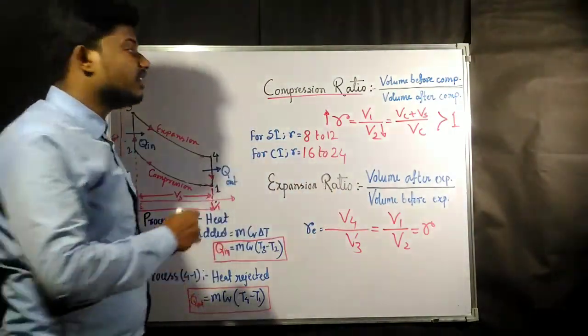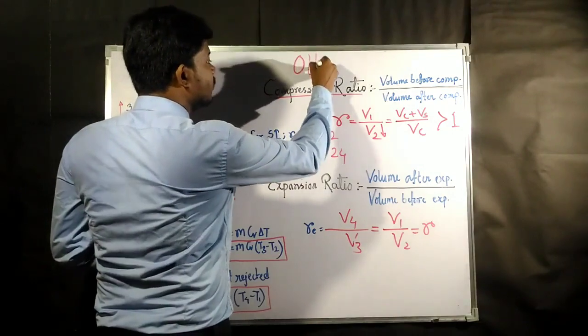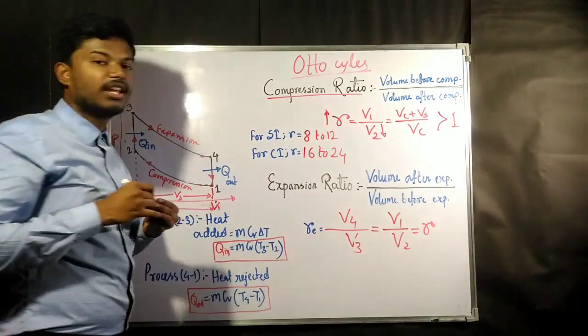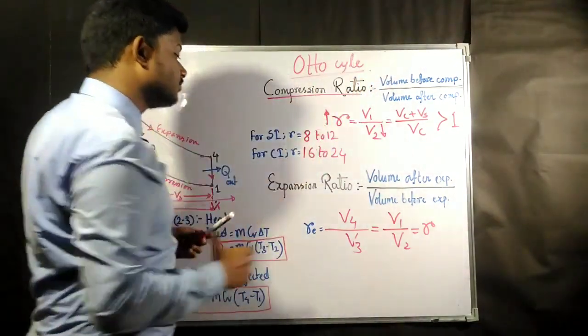Now all these things are only for the Otto cycle. Don't confuse it for the other cycles. These derivations which we are showing are only for the Otto cycle.